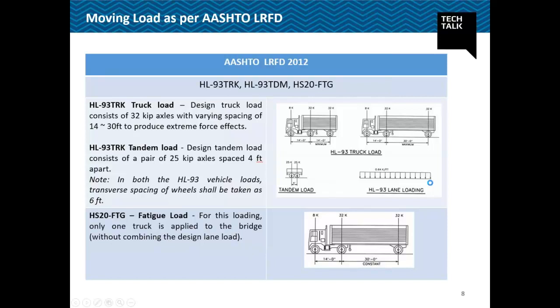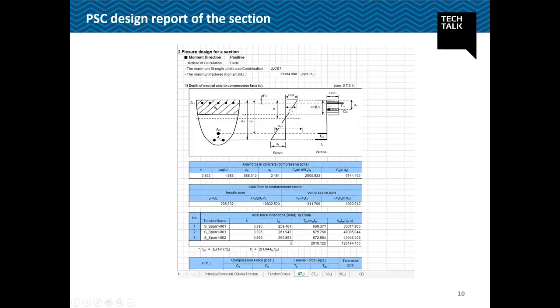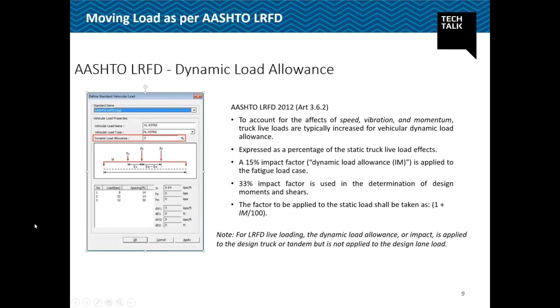Now for AASHTO LRFD dynamic load allowance: to account for the effect of speed, vibration, and momentum of truck live load, we need to apply dynamic load allowance. For design moments and shear force, we need to give a dynamic allowance of 33%. And if you're doing a fatigue analysis, we need to give a dynamic load allowance of 15%. Okay, so now we will move to the model and define the moving load.